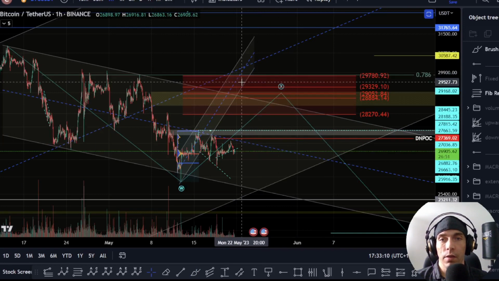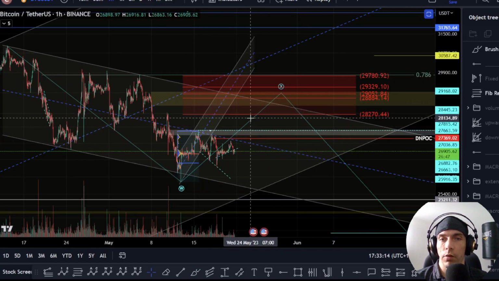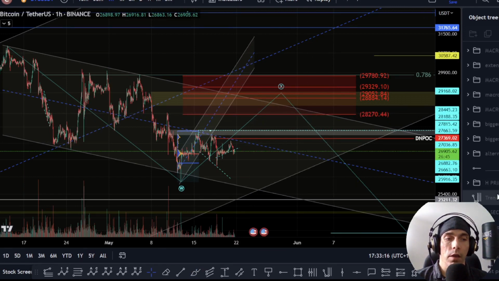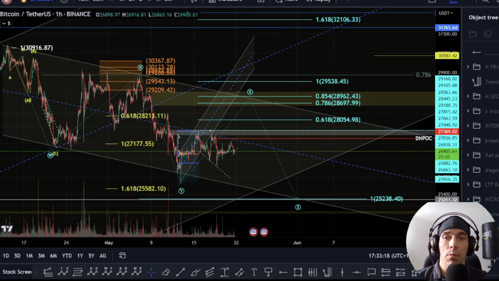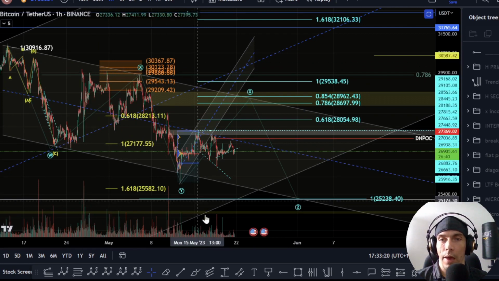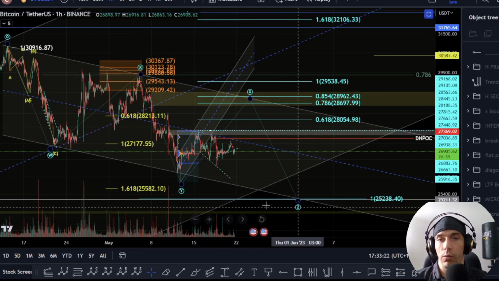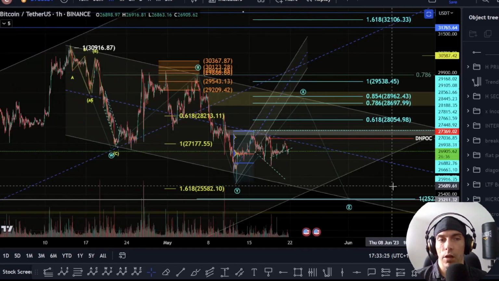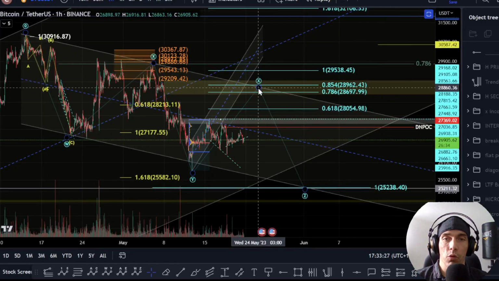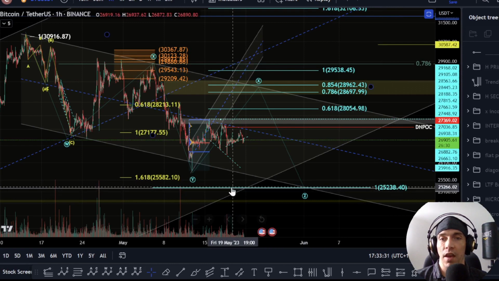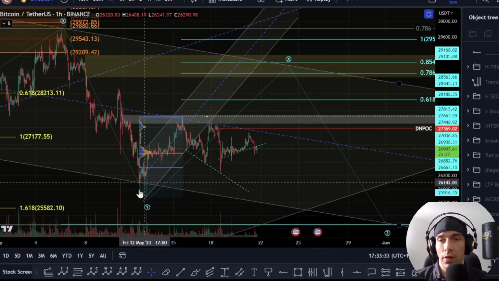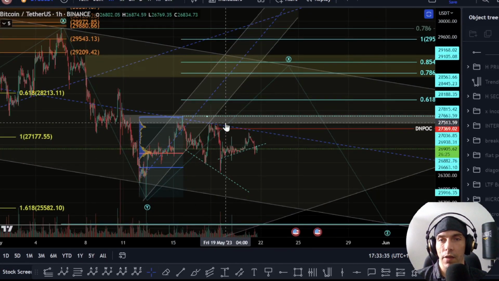Now, if we are looking at this in this way, what we could be arguing is that we still have another leg to the upside to target out this zone. Now, the other way, which is going to have much of the same internals, would be looking at this as WXYX and then looking for another Z wave to the downside. Target area for this, if we did move back up into this top channel, would actually be this 25,238.